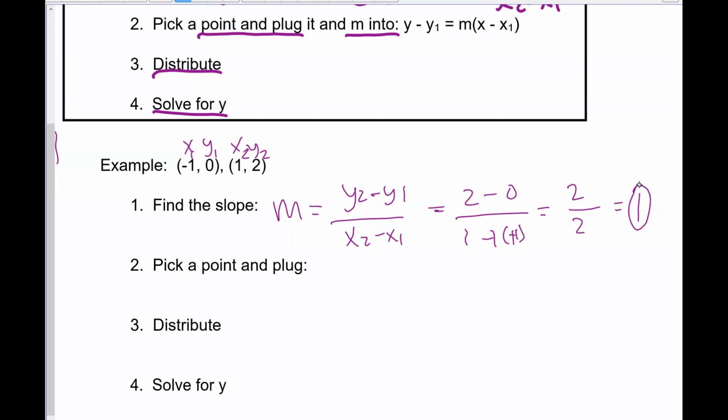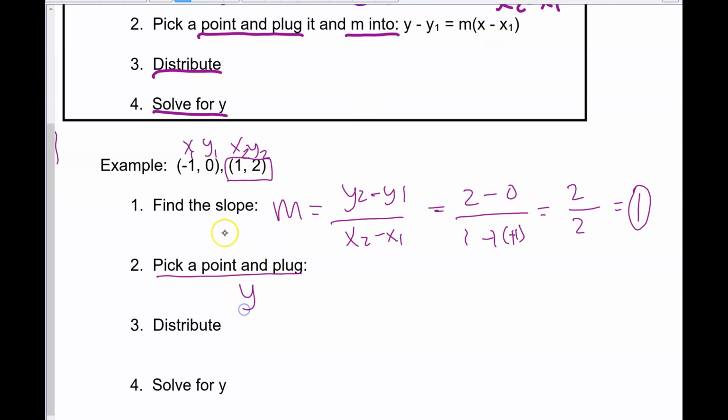A lot of times, again, it's easier to plug in values where there's a 0, or no negative numbers. So you choose when it says pick a point and plug. I'm actually going to use the one without any negatives this time. These are both positive as well, so that'll work really nice. I'm going to plug that into my point slope form.